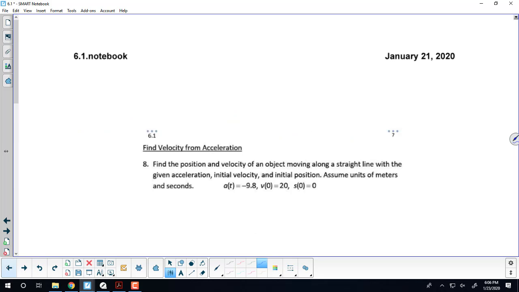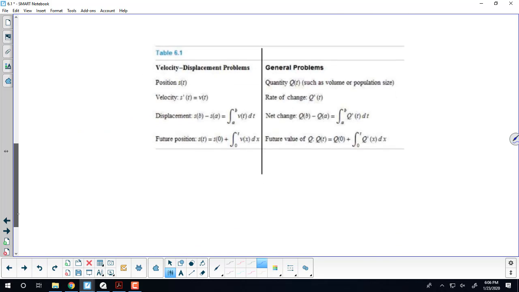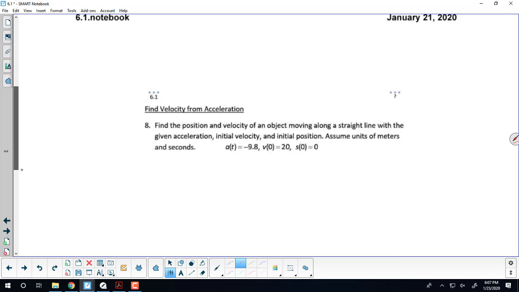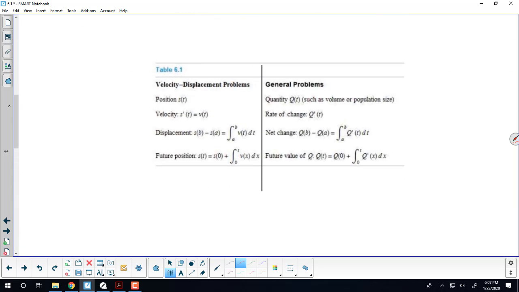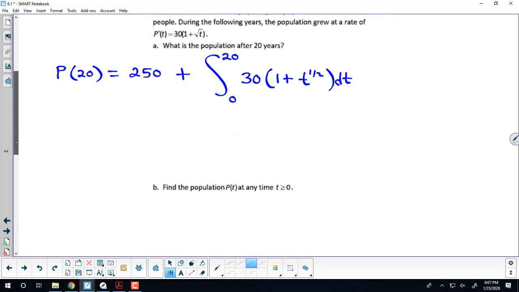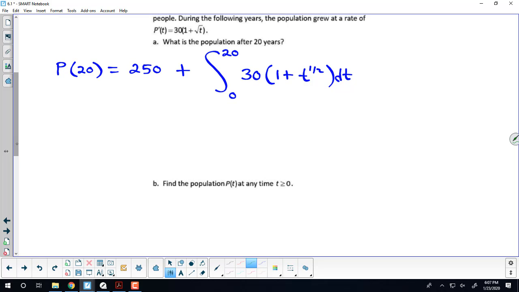And remember, in this generic statement here, this t value matches this upper limit of integration. So since we want to know the population at 20, our upper limit of integration is 20. And of course, our initial was measured at 0, but if it's something different, it's going to match the lower bound there. So we just need to compute that.